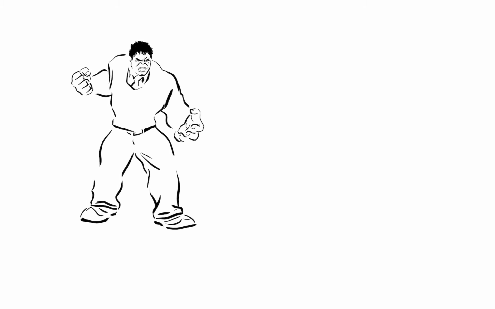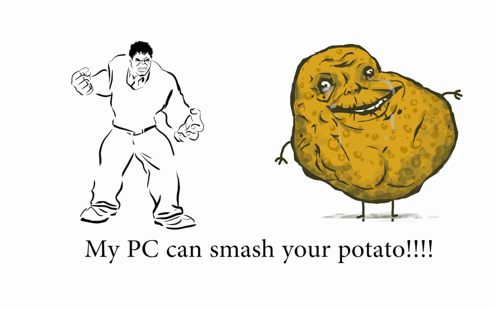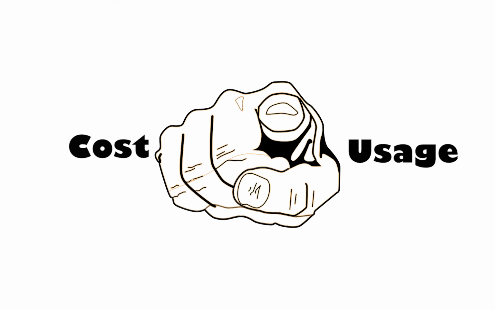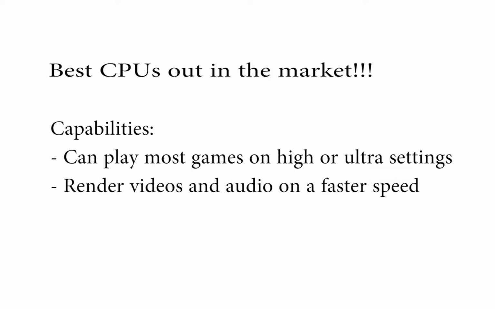Now, this is where you can boast about having a sexier PC than your friend in terms of its performance and tease them for having a potato. But again, don't forget that you're buying a CPU in terms of what programs you'll be using and how much you're willing to pay. These CPUs are some of the best out in the market, and they are catered for people who want to play most games on high or ultra settings and render things such as videos at a faster speed, as just one of the few examples.